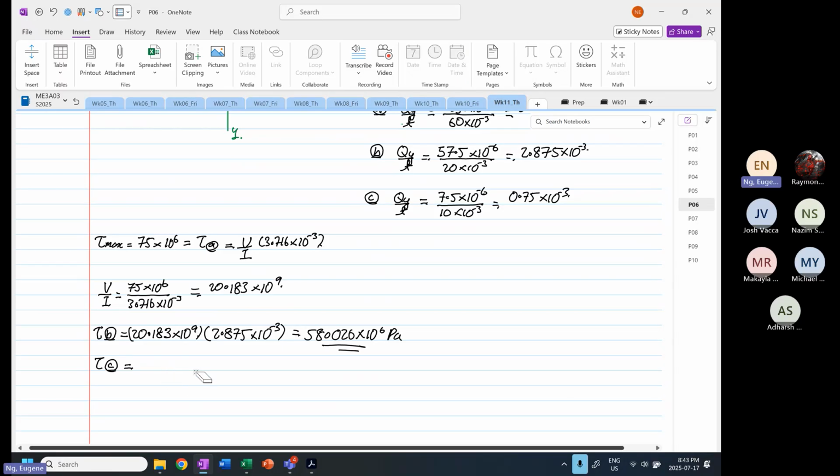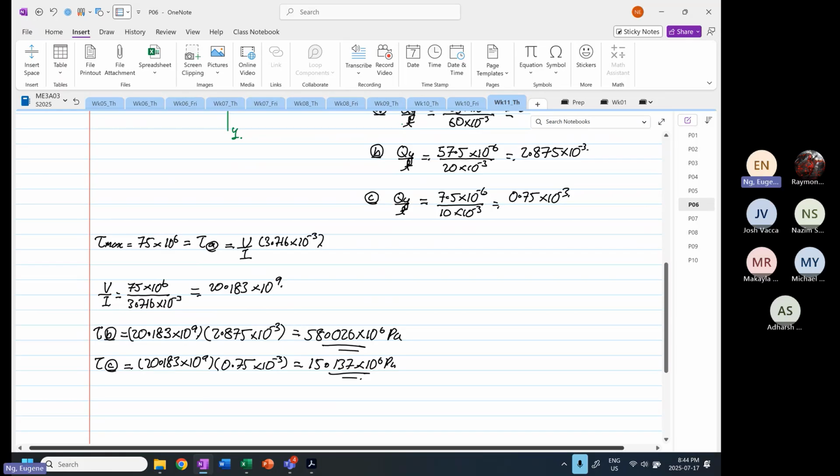And then at point C, it is 20.183 times 10 to the power 9 multiplied by 0.75 times 10 to the power minus 3, which is equal to 15.137 times 10 to the power 6 Pascal.